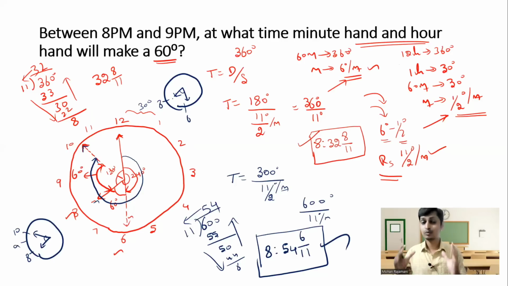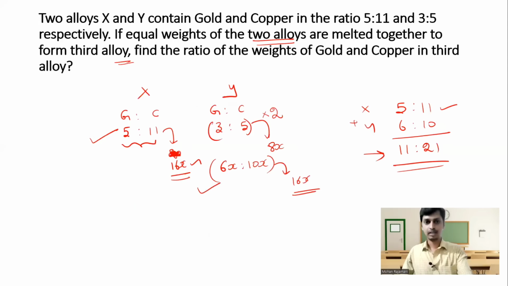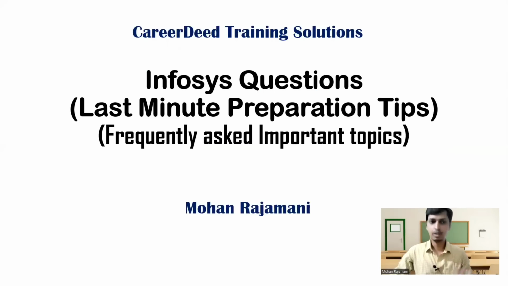So cracking Infosys is very simple. You have only 5 sections. So please listen to these tips. Definitely it is going to be helpful for you. See, you have only 5 sections. I will write it here. You have only 5 sections.